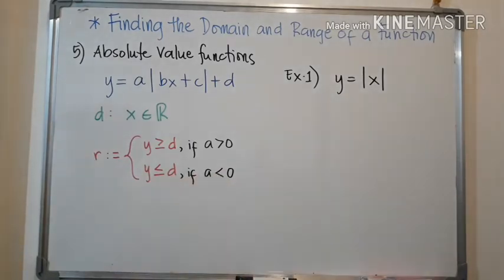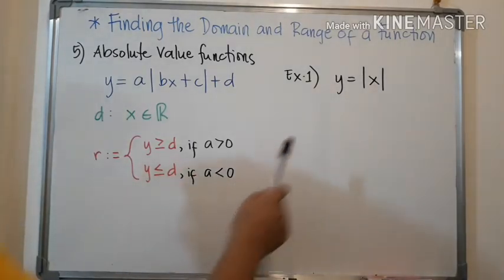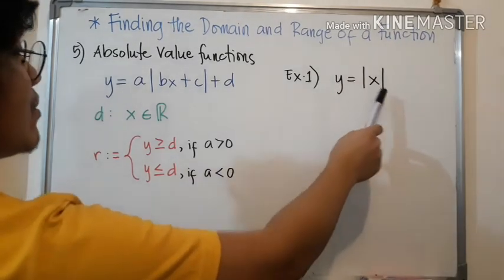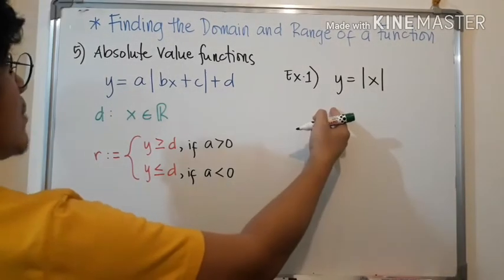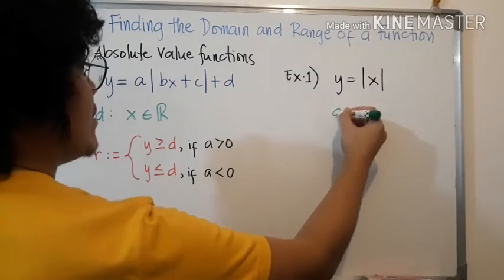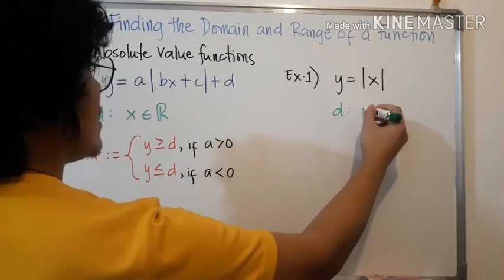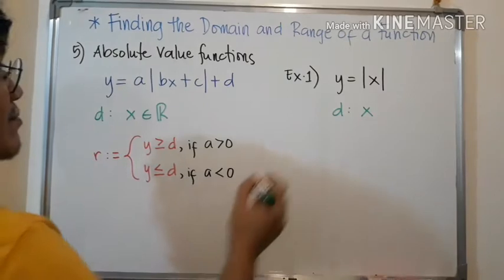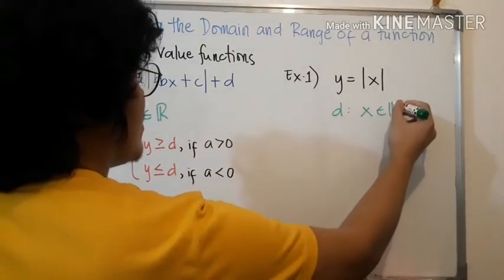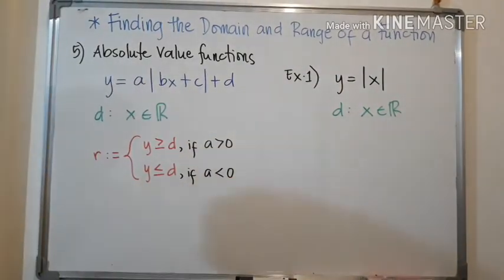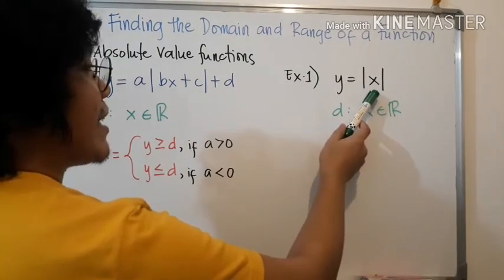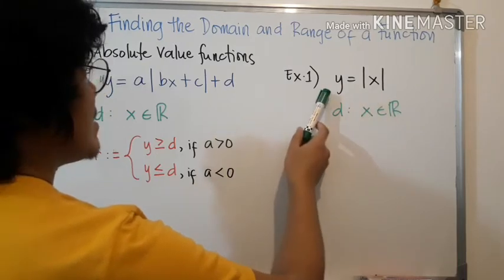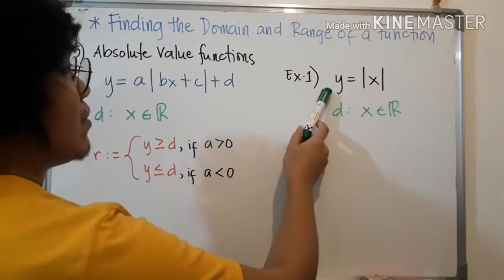So let's have example number 1. We have y is equal to the absolute value of x. So what do you think is the domain of this absolute value function? So the domain is the set of all x which is a real number, meaning any value of x in the real numbers is defined in this absolute value function y.